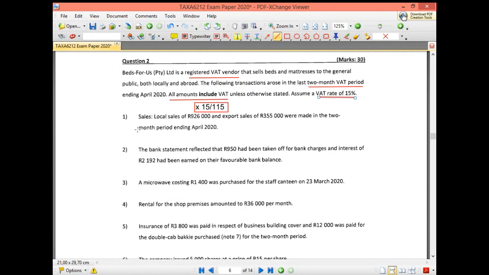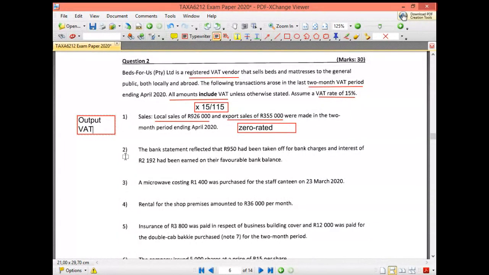Now, number 1, they tell you sales. There's local sales and there's export sales. Now, why have they distinguished between the two? Remember, local sales is standard rated, export sales is zero rated. And sales is income or revenue, so this would be put under your output VAT category.